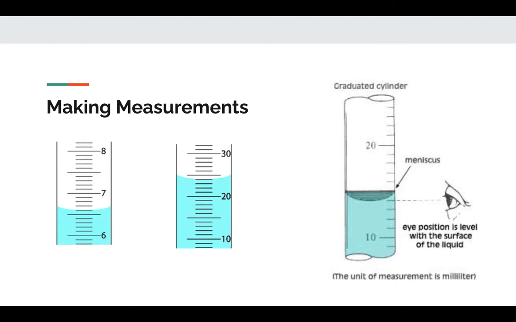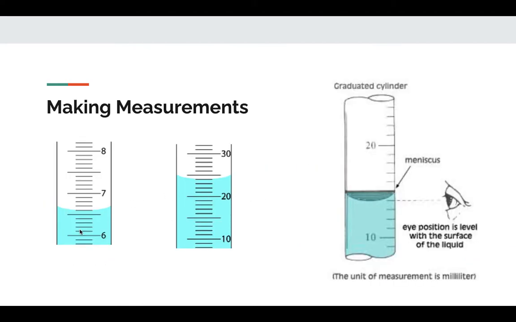When you're making a liquid measurement, you want to put your eye level with the surface of whatever you're measuring, and the meniscus is this bottom part here. That's where you want to measure, not where it is on the top. So for instance, this measurement here would be 10, 11, 12, 13, 14. This is in milliliters, so it would be 14 milliliters. If I measured it from the top, it'd be 15, but that's not correct.